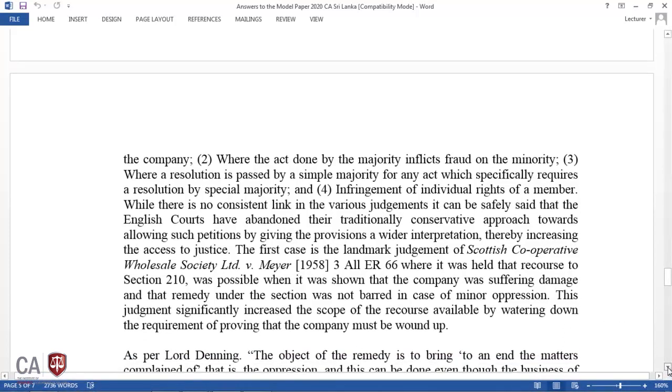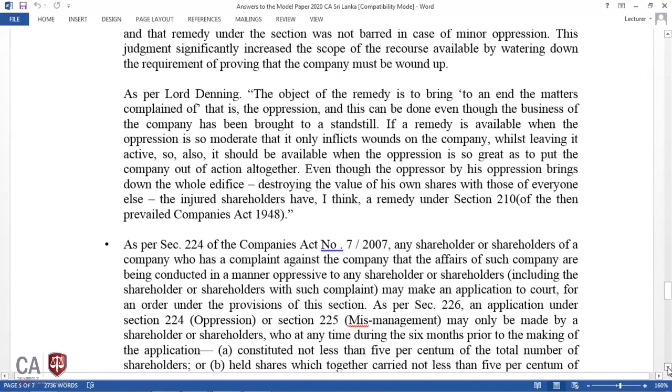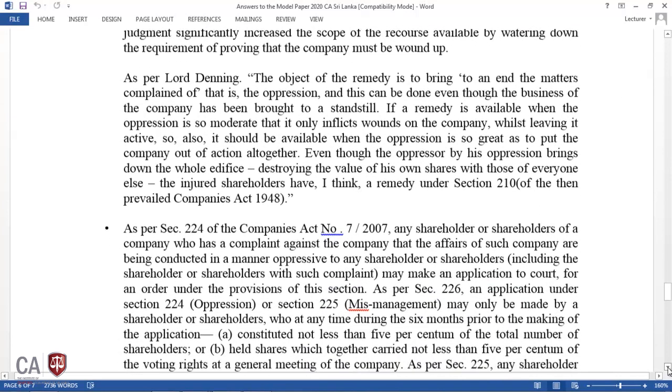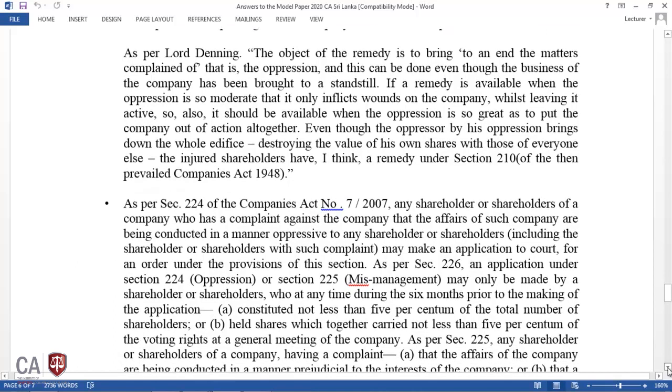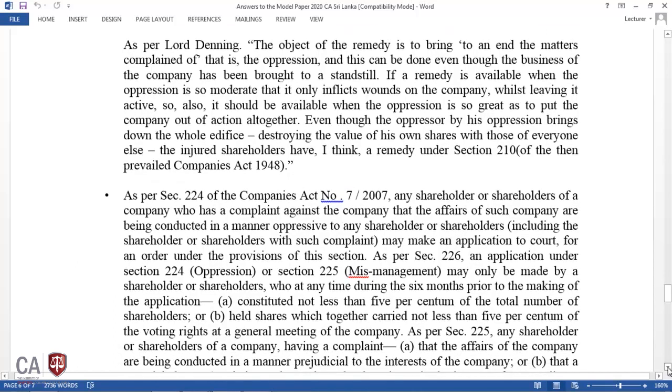Further, I go on to explain Lord Denning's explanation here. As per Lord Denning, the object of the remedy is to bring to an end the matters complained of, that is the oppression, and this can be done even though the business of the company has been brought to a standstill. If a remedy is available when the oppression is so moderate that it only inflicts wounds on the company whilst leaving it active, so also it should be available when the oppression is so great as to put the company out of action altogether.